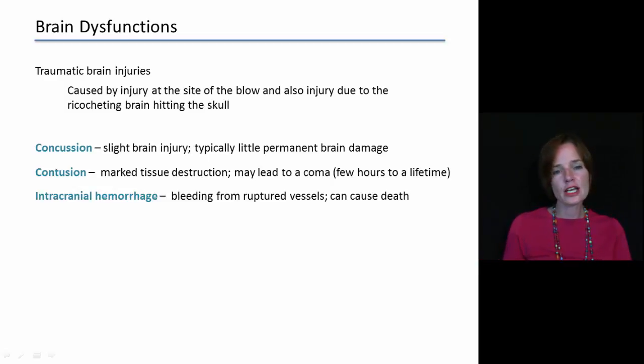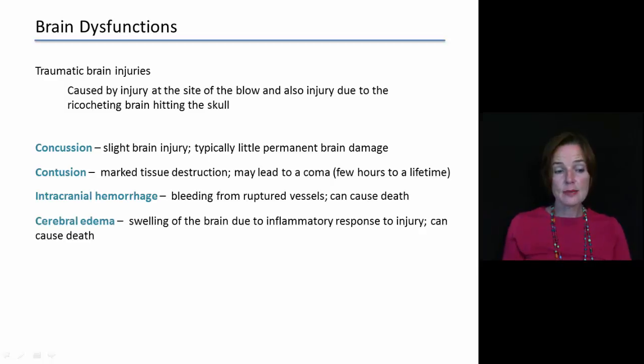We can also have what are called intracranial hemorrhages. Intracranial hemorrhages are when we actually have bleeding that's taking place. This is going to be bleeding because of ruptured vessels that happened when we did have that physical trauma, and this can result in death when we have bleeding or hemorrhage in the brain. A cerebral edema, this is going to be swelling of the brain. This is a swelling that's due to an inflammatory response to injury. This can also result in death, so that is certainly possible.